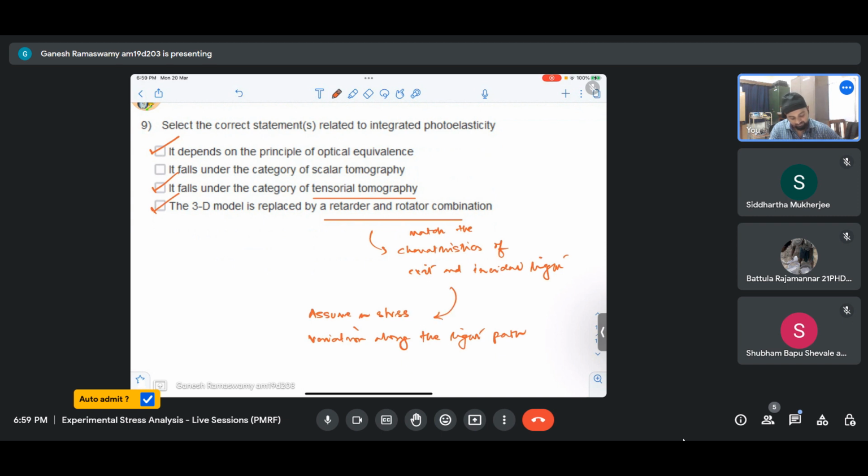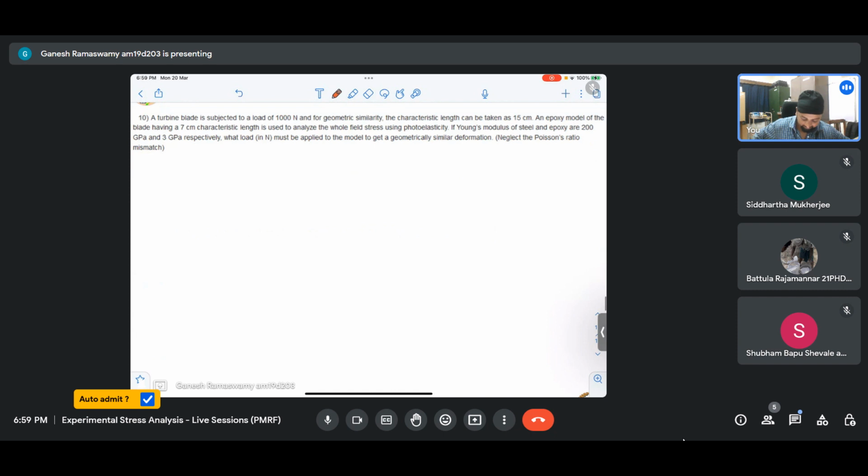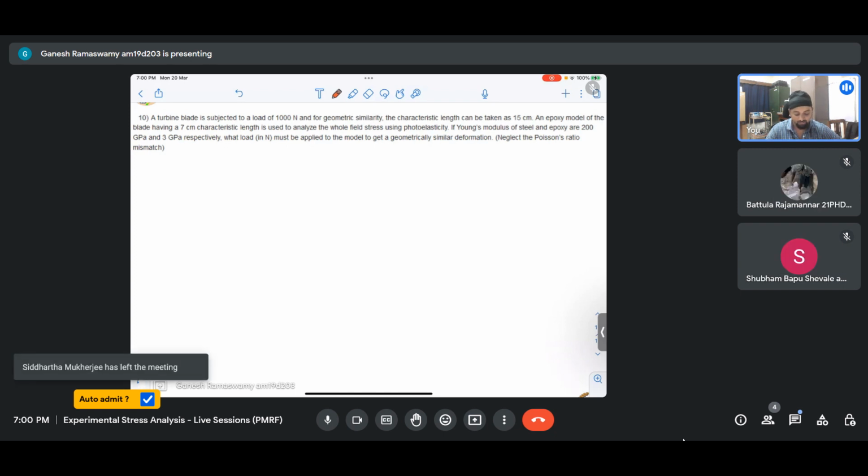Okay, so let us look at the next question. This has to do with similitude. A turbine blade is subjected to a load of 1000 newtons, and for geometric similarity, the characteristic length can be taken as 15 centimeters. An epoxy model of the blade having a 7 centimeter characteristic length is used to analyze the whole stress field using photoelasticity. If Young's modulus of steel and epoxy are given, what load in Newton must be applied to the model to get geometrically similar deformation, neglecting the Poisson's ratio mismatch?